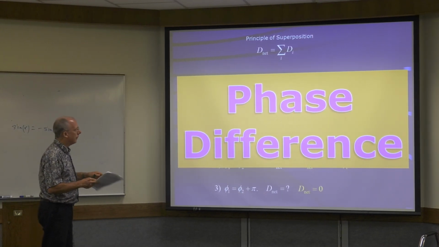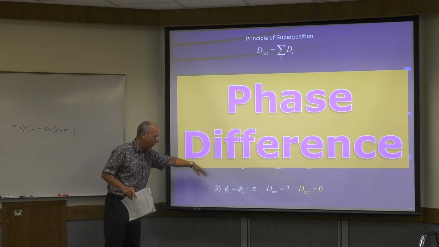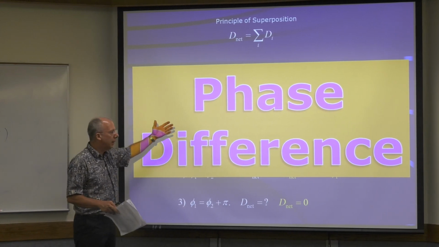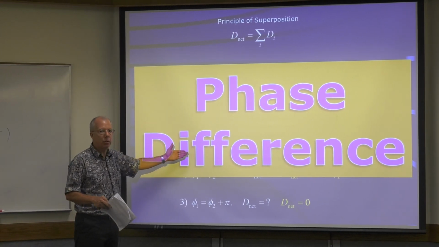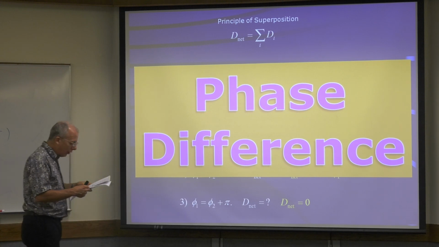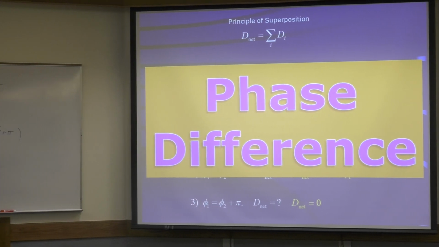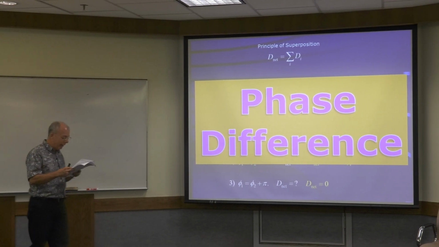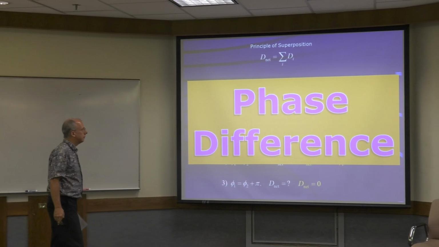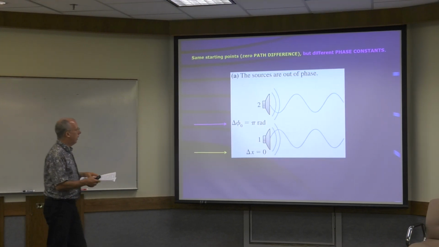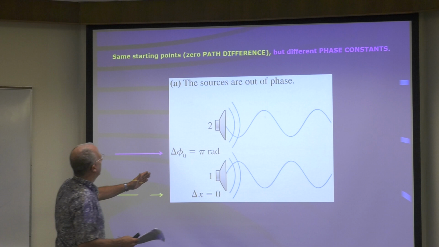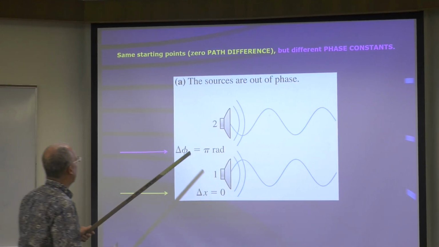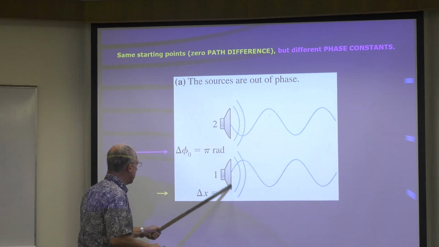All right. Now, this is all fine, but it's all kind of theoretical, right? In the real world, how do we make a phase difference between two waves? That's what we've got to think about. How do we actually do it? Under what situations will we have a phase difference between two waves, two identical waves? So here we go. All right, so let's say we have the same starting points.